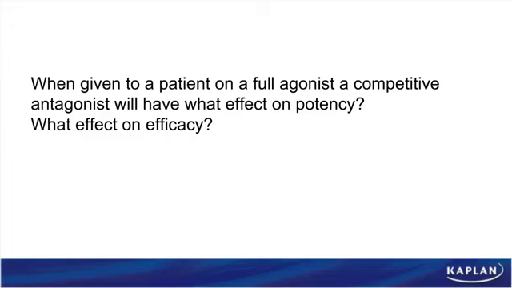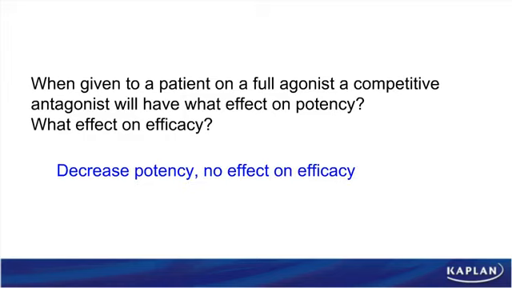When given to a patient on a full agonist, a competitive antagonist will have what effect on potency, what effect on efficacy? A competitive antagonist will shift the dose-response curve to the right. It will therefore decrease the potency. In other words, it takes more of the full agonist to outcompete the competitive antagonist. The curve shifts to the right, which looks like a decrease in potency. There is no effect on efficacy from a competitive antagonist.